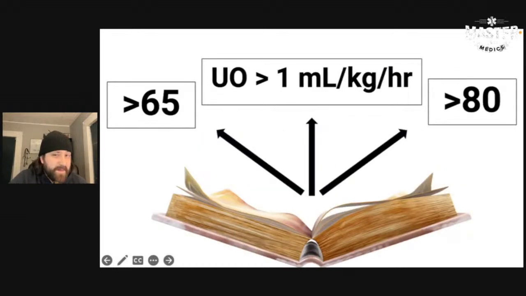Some sources will keep the MAP goal at 65 and say it doesn't matter as much as we think. Some sources will say to target a urine output of at least 1 ml per kg per hour instead. The majority that at least I've read still support a MAP greater than 80 as the initial post-arrest period. I tend to agree with that reasoning.